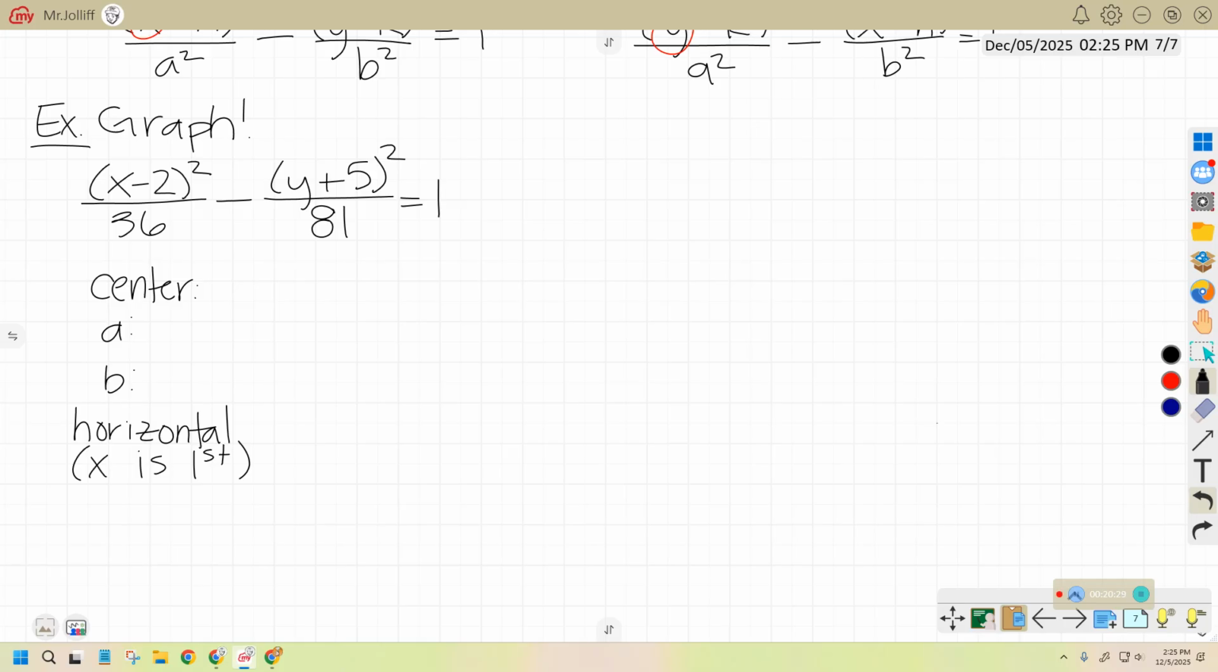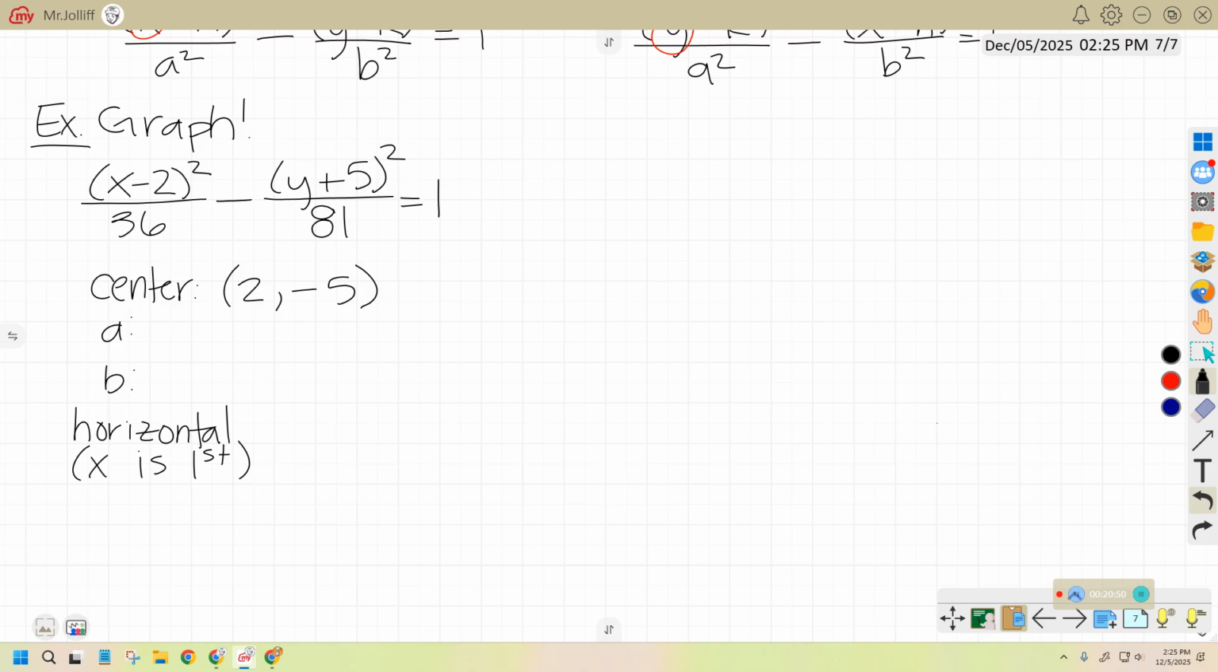All right. So center. H and K. H comes from the x term. K comes from the y term. We change their sign. So my x coordinate is 2. My y coordinate is -5. H and K.